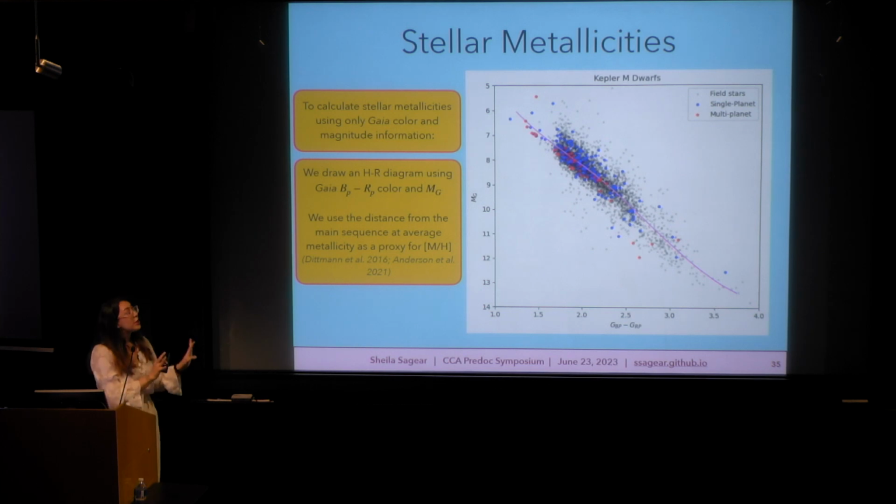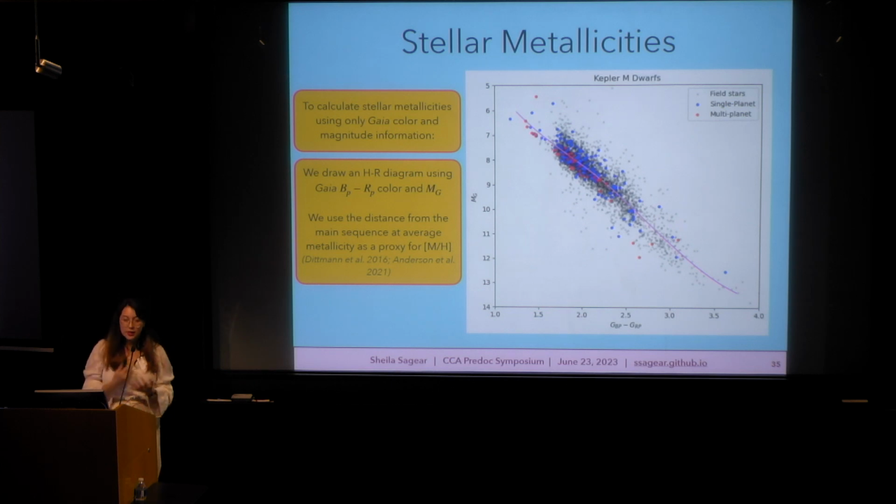So I'm going to talk very briefly about this last part of my project. It was not nearly as analytically taxing as what I just talked about, so I just have one slide on it. But I want to emphasize that though I'm talking about it for a shorter time, it has equal weight as the ages when it comes to interpreting these results, like I talked about in the beginning. So we also calculated stellar metallicities, and we did this in a way that only requires us to use Gaia color and magnitude information, which is really great. We don't need spectra of every single M-dwarf.